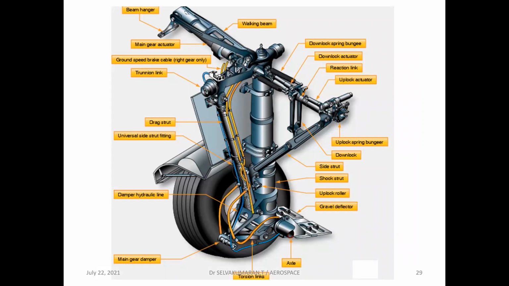Okay, so you can see a figure showing a typical landing gear and its components, different types of components. This is available on our website also. You can Google it and you can see this landing gear picture showing different types of components that are present in a landing gear.